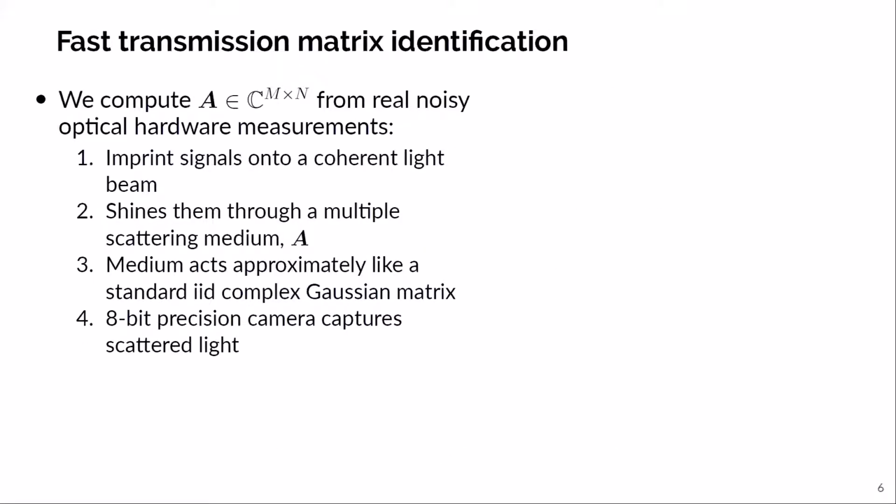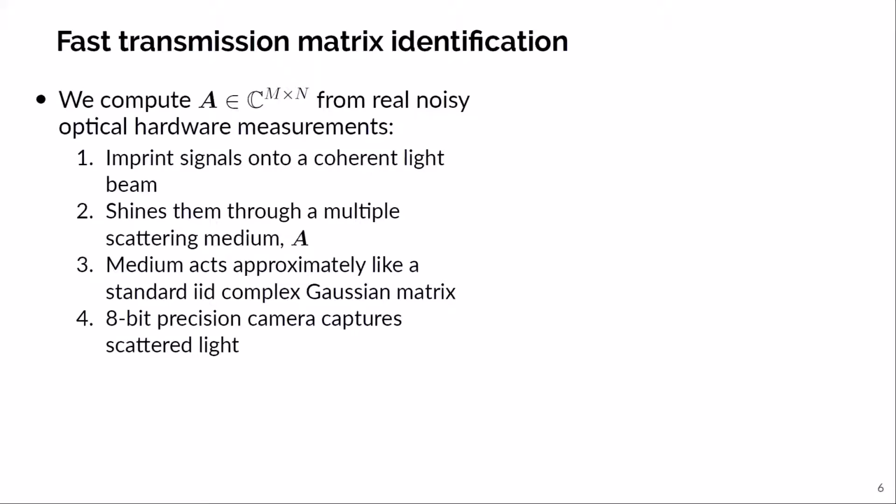Before we get into measurement phase retrieval and how we do it, let's look at some experimental results and convince ourselves of the promise of this method, which I'm going to talk about today. In our experiments we use an actual optical hardware system, where we imprint our signals onto a coherent light beam, which is then shined through a multiple scattering medium, which acts approximately like a standard IID complex Gaussian matrix, and we use an 8-bit precision camera to capture the scattered light.